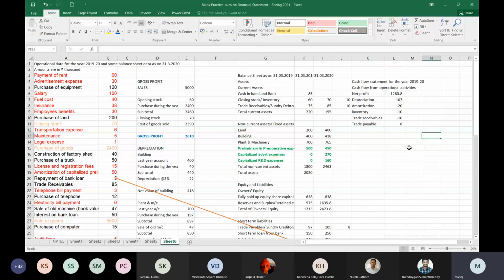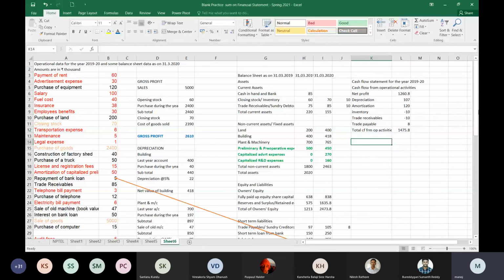Okay. These are the total operational cash flow. You just have to remember. There's no formula. So you make a subtotal of this. This is the total cash flow from operating activities. Okay. So one part is done.